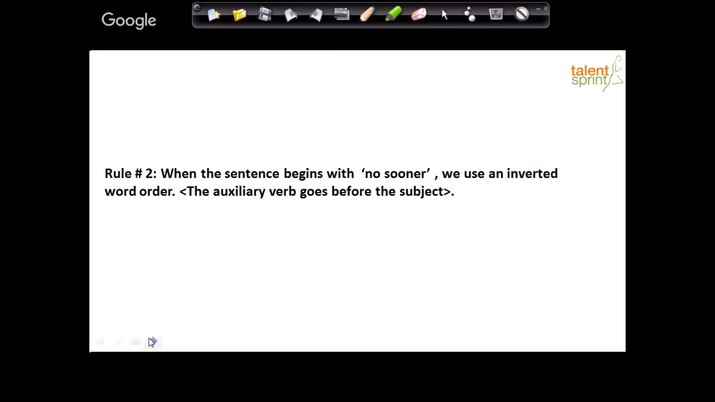So rule number 2, when the sentence begins with no sooner, we use an inverted word order. The auxiliary verb goes before the subject.